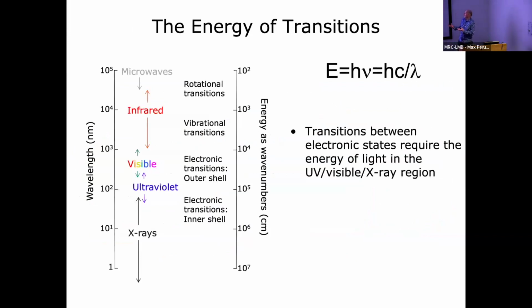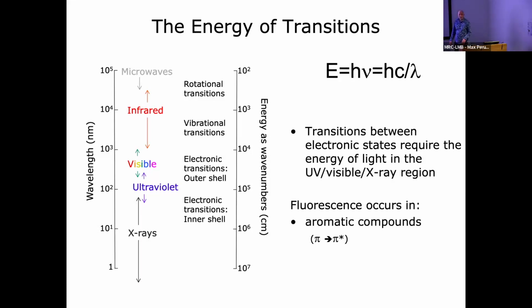Of course, we're looking at fluorescence, so light's interacting with matter, and it's quite curious if you think about it, that light will interact in the visible region with electronic transitions in the outer shell, or ultraviolet the inner shell. And we get this process of fluorescence with aromatic compounds in pi-to-pi star bonds, and also in the lanthanides as well. You can actually get fluorescence as well.